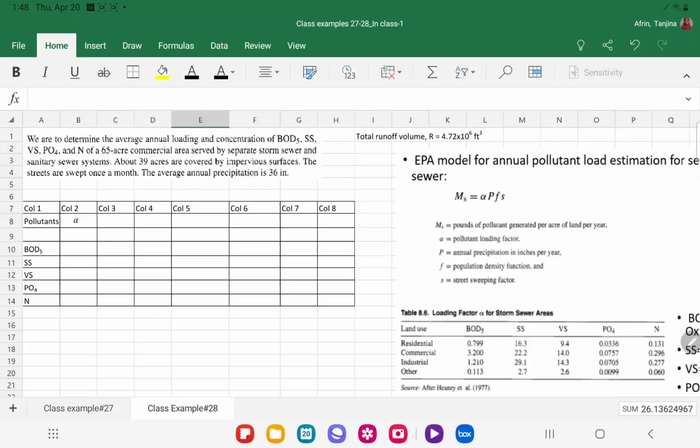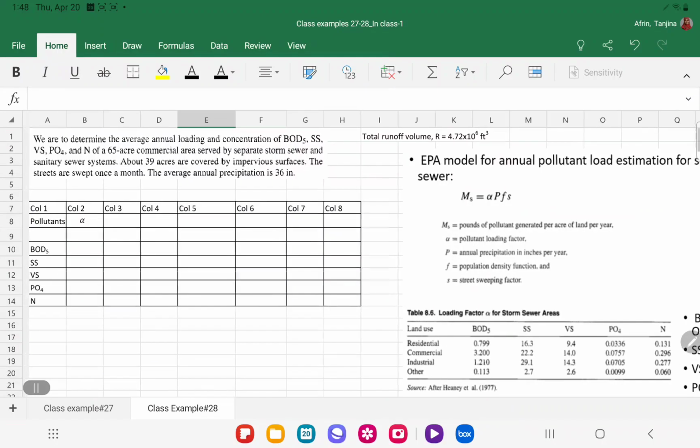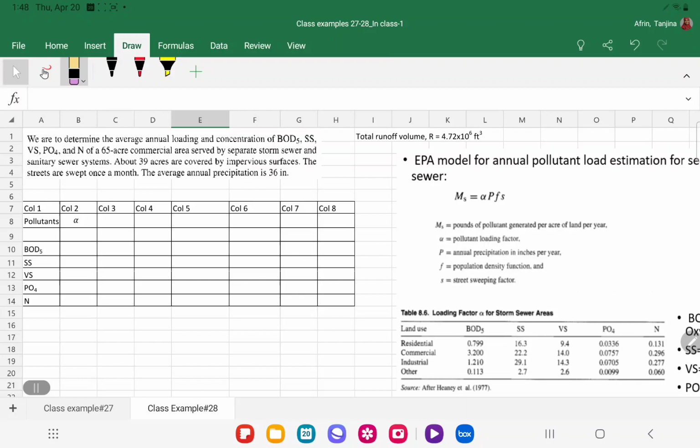Okay, so let's start with class example 28. Here we need to find the average loading and the concentration of BOD, suspended solids, and PO4-N of a 60 acre commercial area. The commercial area is served by a separate storm sewer and a sanitary sewer system. About 39 acres are covered by impervious surface. The streets are swept once a month. The average annual precipitation is 36 inches.